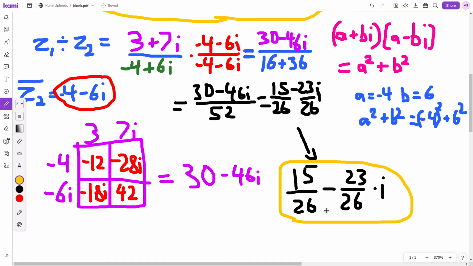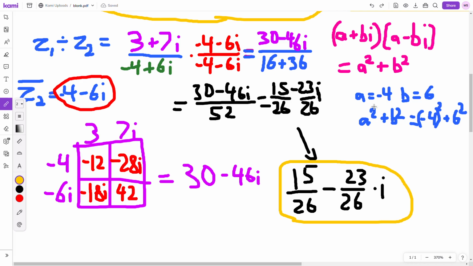How did I get 15 and 23? I divided top and bottom by 2, and I split that up. So the question was, how did I get 15 and 23? I divided this part right here by 2, top and bottom, and I could have left it over 26 as a unified denominator, but I decided to go ahead and split that up because why not?